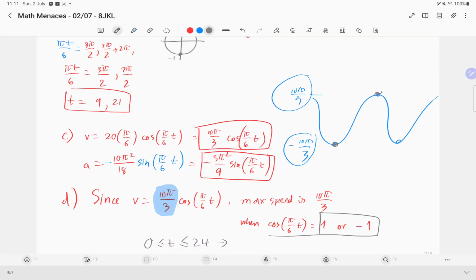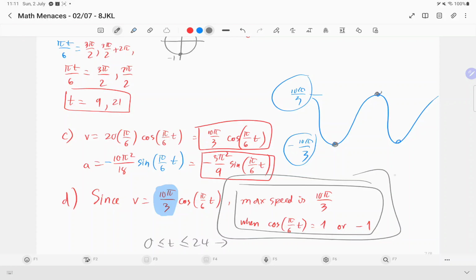You just drew the velocity graph there. Yeah, what you did. But you don't technically have to draw it. You need to understand that for the cos function, the top and bottom points happen when the cos part is 1 or negative 1, which is basically that statement there. You have to internalize that.